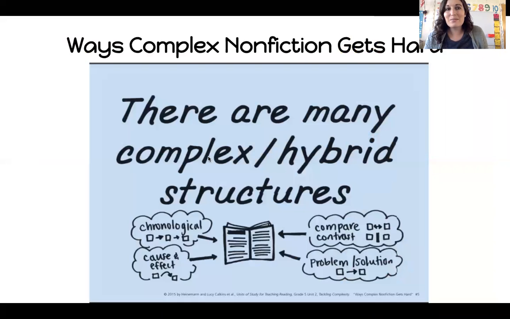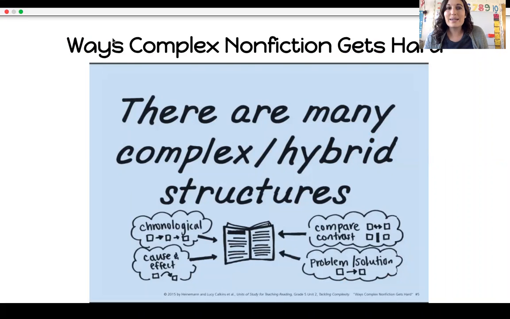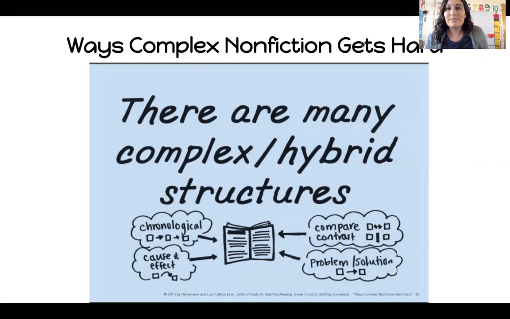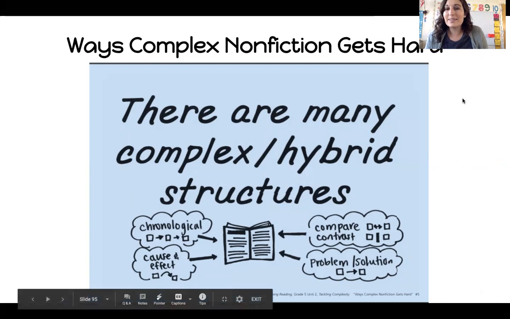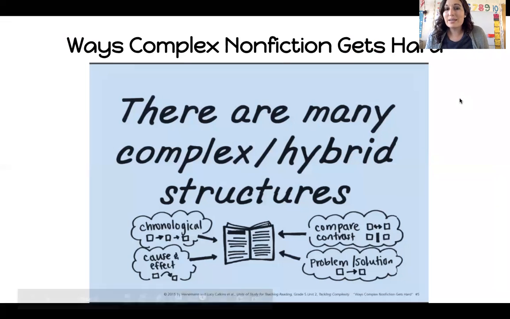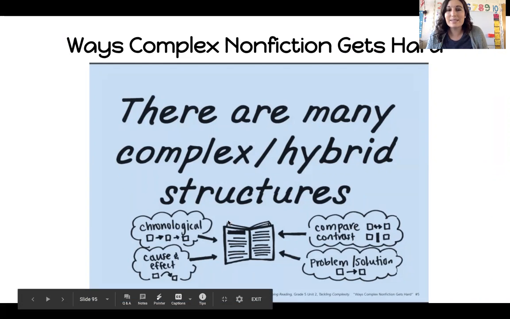So that means we are wrapping up our lesson now, and as complex nonfiction gets hard, we are adding another post-it to our chart today. There are many complex or hybrid structures, so that means that the text is structured in a way that could be chronological, cause and effect, compare and contrast, problem and solution, or a combination of more than just one.